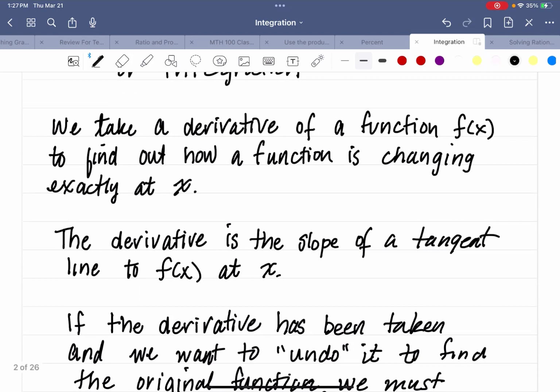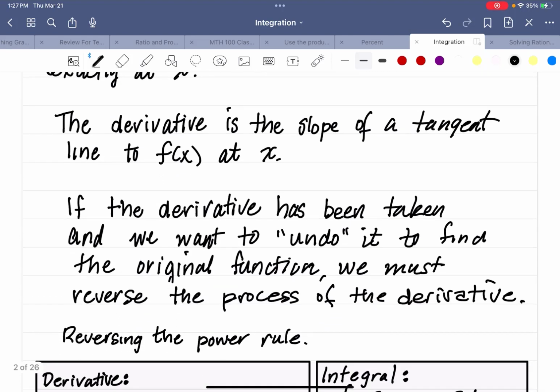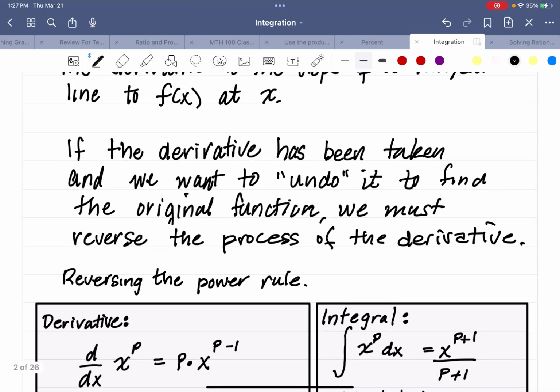You know, the derivative is the slope of a tangent line to f of x at x. So it's that one unique tangent line to f of x at x. And the slope of that line tells us how the function is changing at x. However, if the derivative has already been taken and we want to undo it to find what the original function was, we must reverse the process of the derivative. So this is what we call integration.